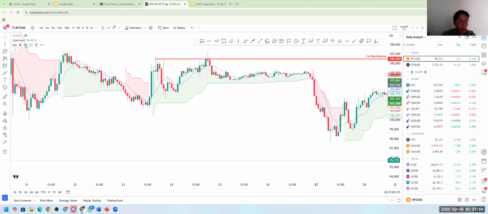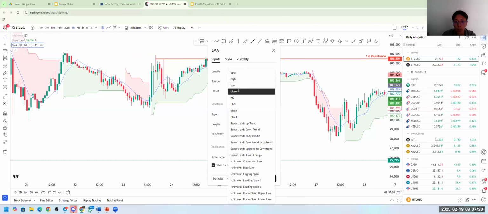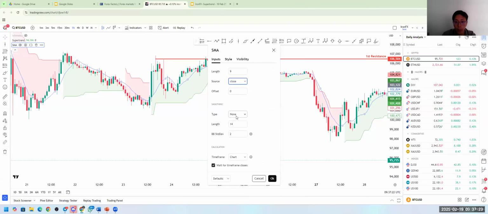So I just use the default one. The length is 9, and I use close. Then for type, I just keep it as none because it's just the normal SMA. Then the second length is 14. So it's 9, 14. This is the one that I generally use.